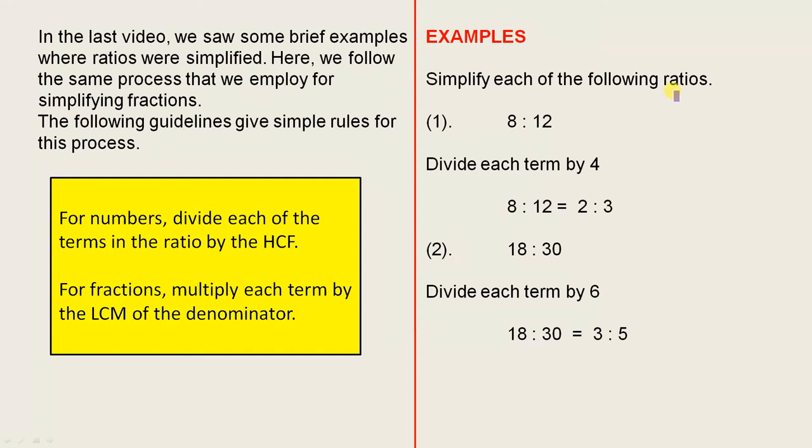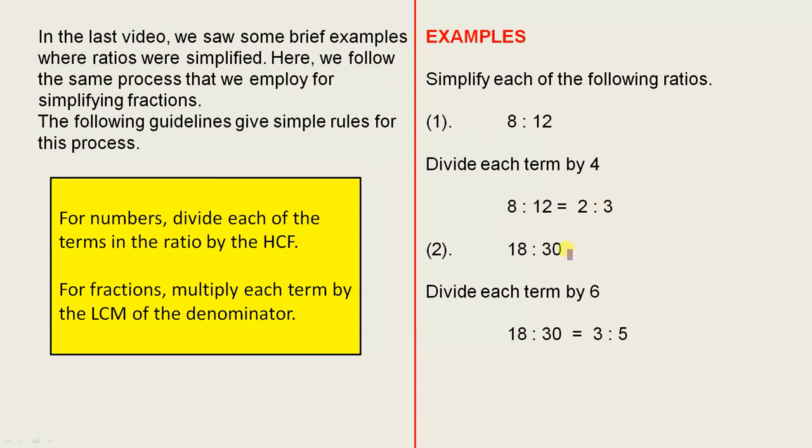Okay, so let's have a look now at some examples. Simplify each of the following. We have 8 is to 12. So, the rule says divide each term by the HCF. So the highest common factor of 8 and 12 is 4. That's the highest number that divides into both of them. So that's what we'll be employing for whole numbers. So if we have 8 is to 12, 8 divided by 4 gives us 2. 12 divided by 4 gives us 3. So simplifying 8 is to 12 gives us 2 is to 3.